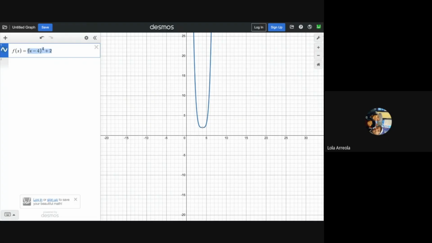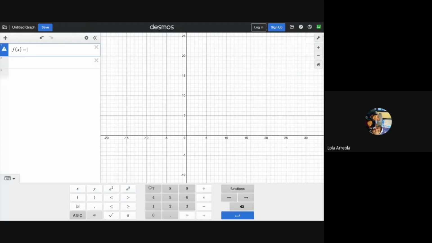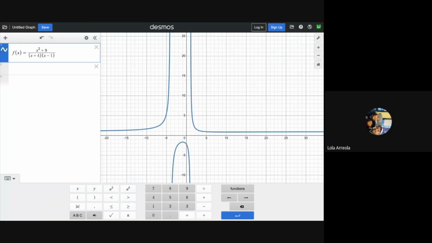Whenever we have a polynomial function equal to a fraction, like right now we have x squared divided by x plus 4, I think it was, and x minus 1. Do you guys see how these graphs look a little bit different?